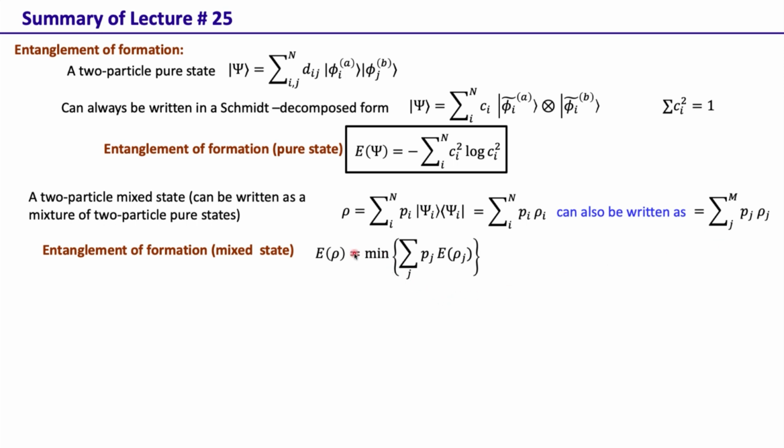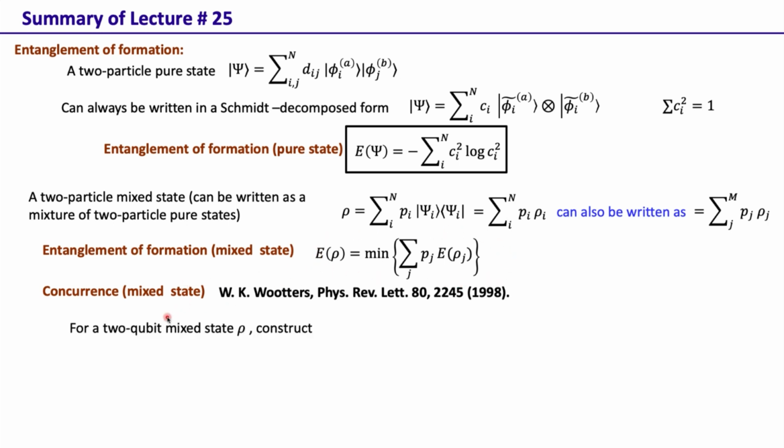So this minimum need not be associated with this diagonal representation. It could be with some other decomposition. So entanglement of formation is defined as the minimum of this quantity over all such possible decompositions. Now, this is in general a very difficult problem, but it was shown by William Wootters that if it's a 2-qubit state, that means a two-particle state in which each particle lives in a two-dimensional space, then for a 2-qubit mixed state, one can derive a formula for this quantity.